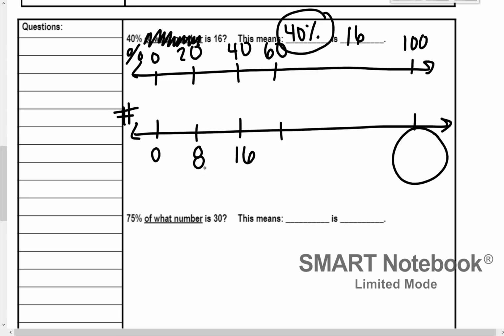So 60 would be 8 more than 16, which is 24. 80 would be 8 more than 24, which is 32. And then 100 would be 8 more than 32, which is 40. Now notice my spacing is not perfect. That's okay. As long as we have all of our equal increments or our equal tick marks on the top and bottom, we're good to go. So 40% of the number 40 is 16. That's what this problem means.